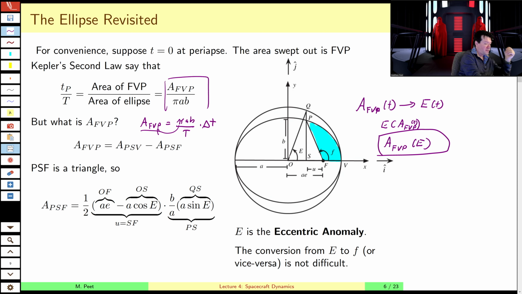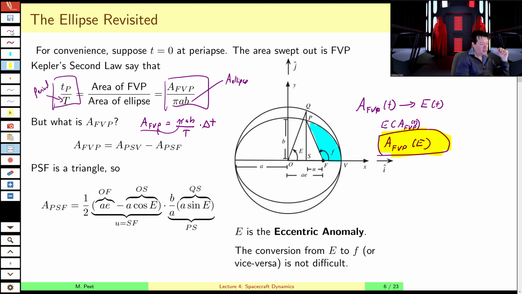And so we get AFvp over the area of the ellipse. This is the area of the ellipse, by the way, which we saw in the previous lecture. It is the ratio of the time over the total period of the orbit, which we have expressions for as well through Kepler's third law. Right. So now the goal then is to express AFvp as a function of eccentric anomaly. And so, well, I guess we better get started on that.